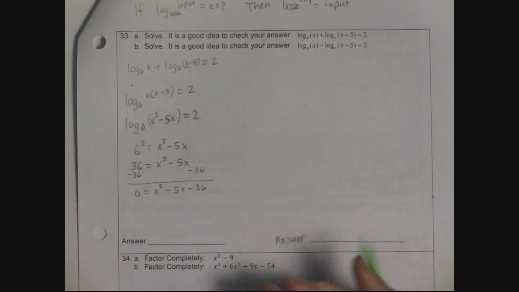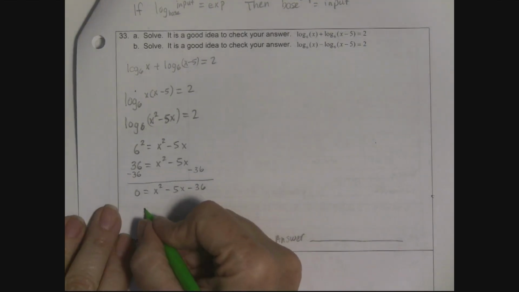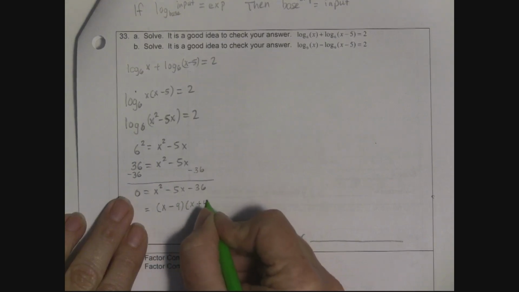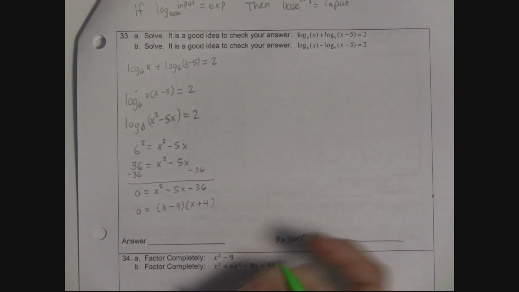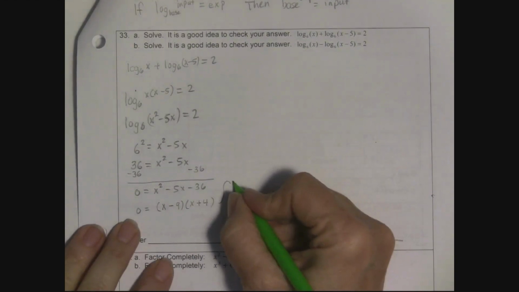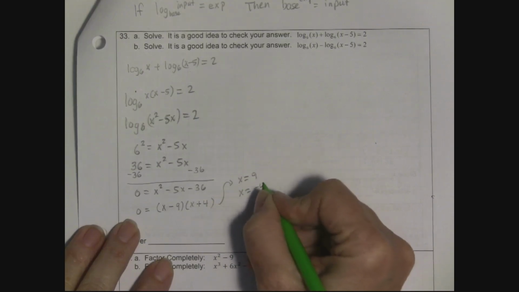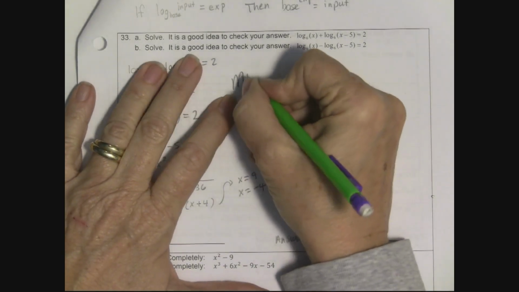And 36 is 4 times 9. And so I'm feeling really happy because when you subtract those, you get 5. So this is x minus 9 and x plus 4. And so I'm getting the answers 9 and negative 4. And so I'm going to put that here. x equals 9 and x equals negative 4. You notice I don't have that on my answer line because logs are must check.